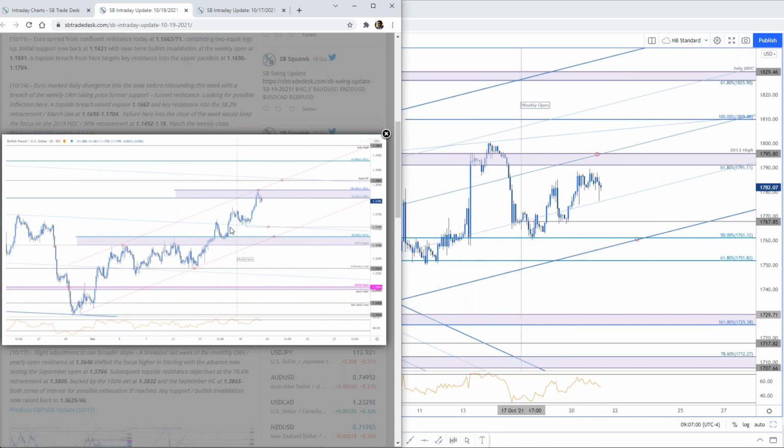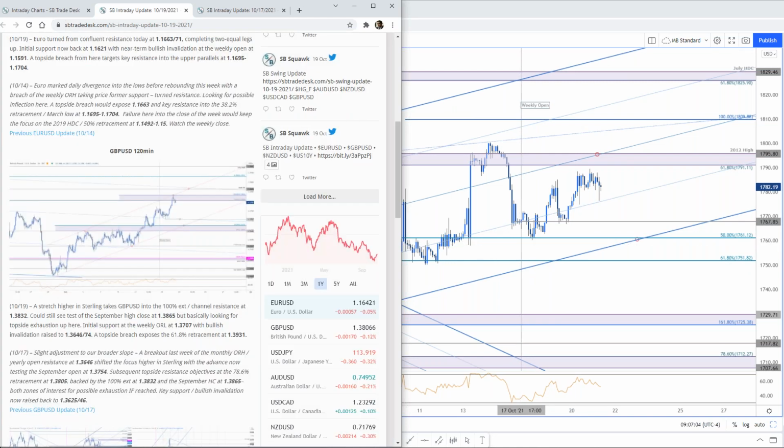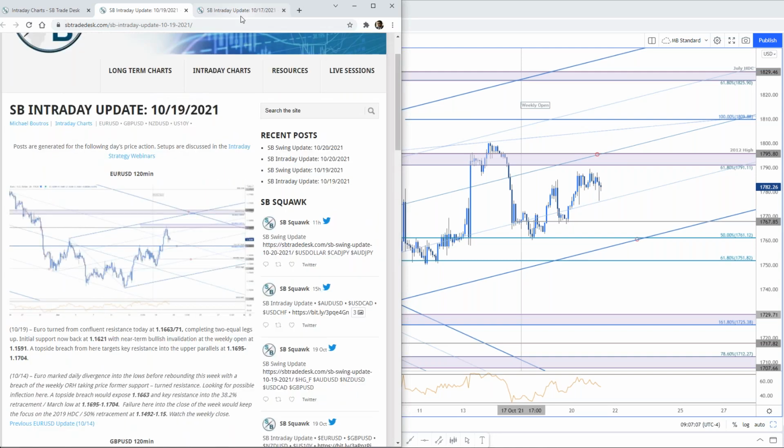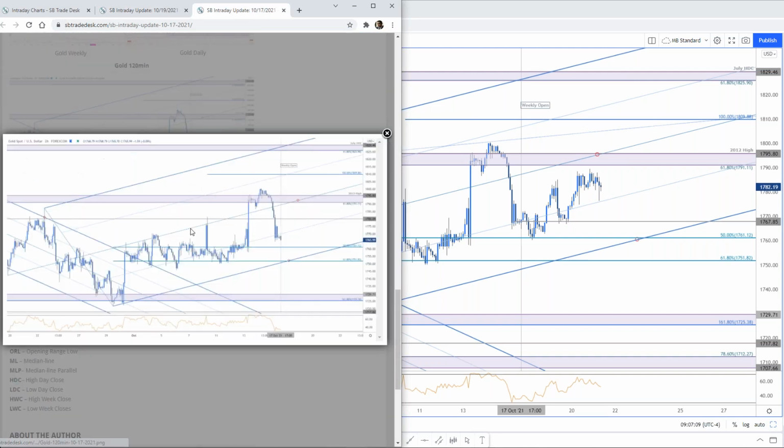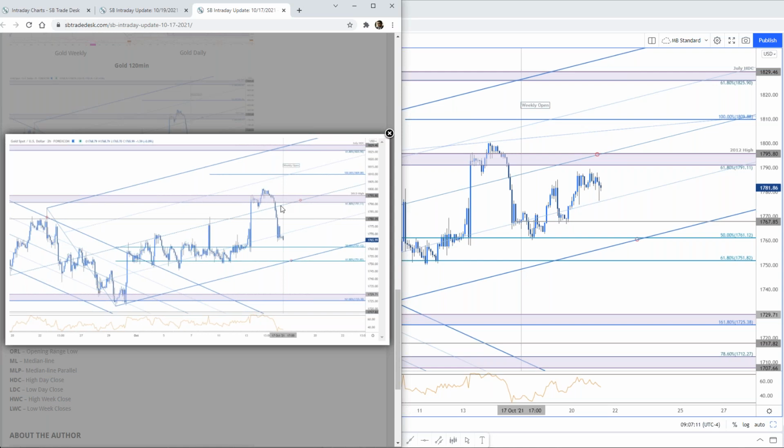The 17th, pushed through. It actually even topped. I'm sorry, I don't know why I'm looking at British pound. Where's the gold setup? Oh, here it is. It pushed through that 2012 high, the 618 retracement, pulled back, and into the start of the week, we were saying, look for a low off of one of these two levels, ideally the 618. Didn't materialize. In actuality, that 50 was the low.